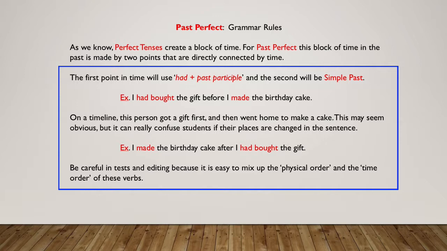For example, I had bought the gift before I made the birthday cake. On a timeline, this person got a gift first and then went home to make a cake. This may seem obvious, but it can really confuse students if their places are changed in the sentence. I made the birthday cake after I had bought the gift. Be careful in tests and editing because it is easy to mix up the physical order and the time order of these verbs.